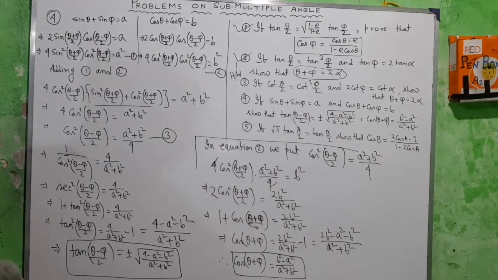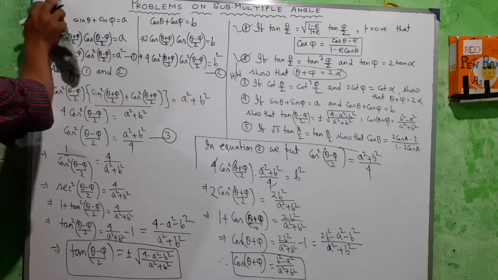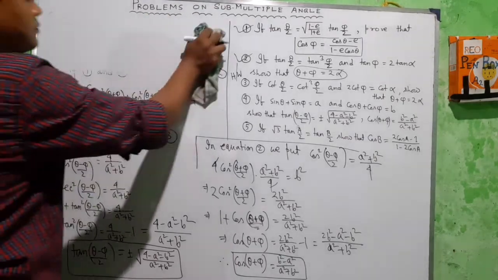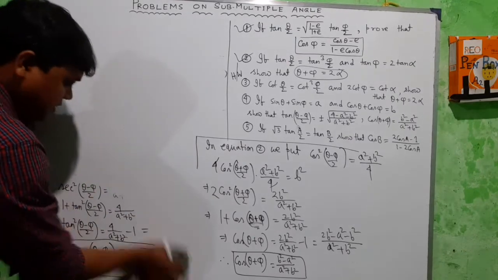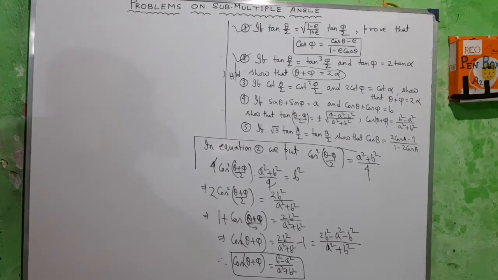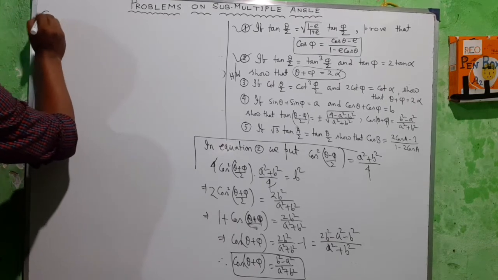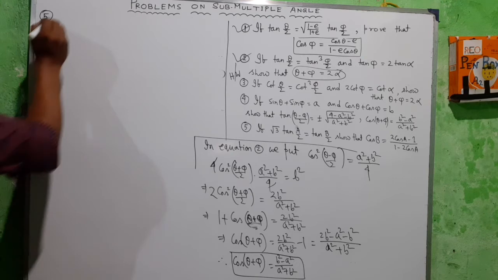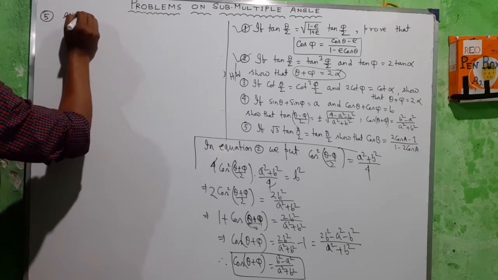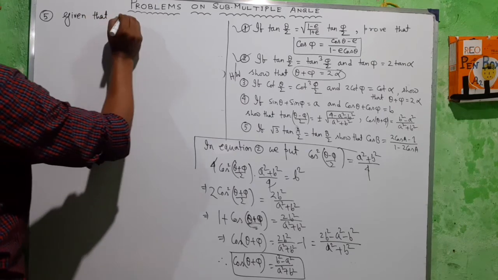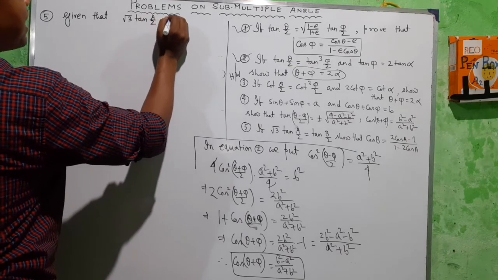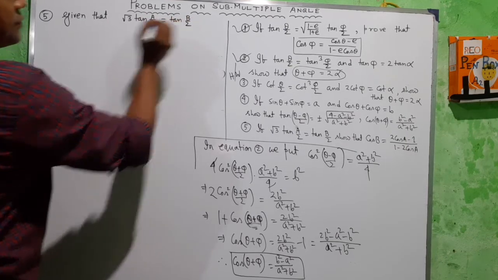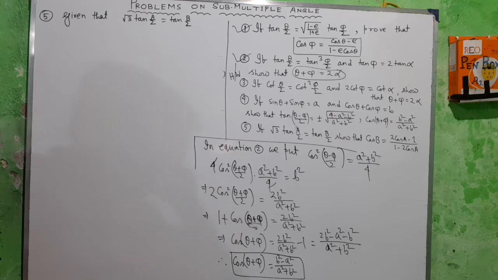Okay. Next, problem number 5. So I erase this part. Problem number 5. If given that root 3 tan (a/2) equals tan (b/2), then show that cosine of b equals (2 cos a minus 1) by (2 minus cos a).